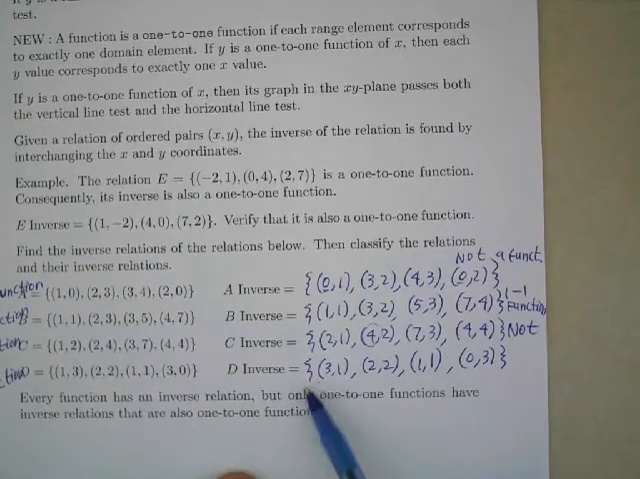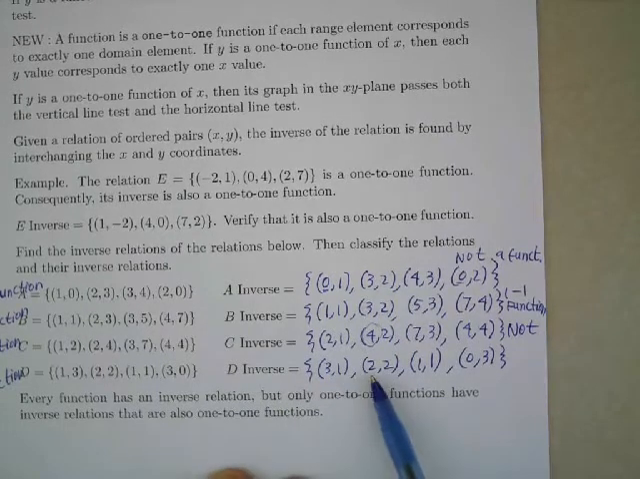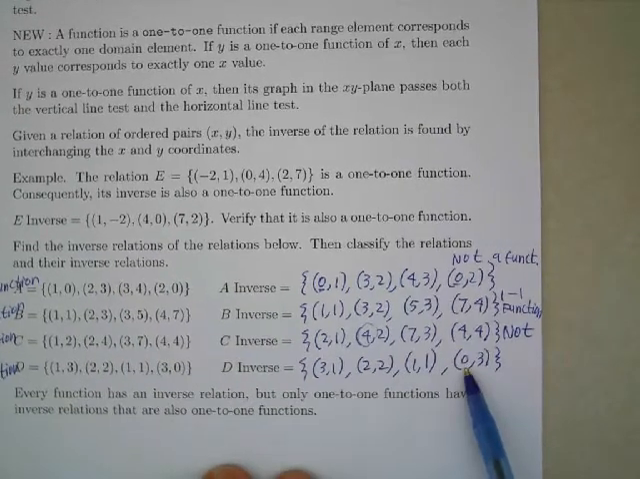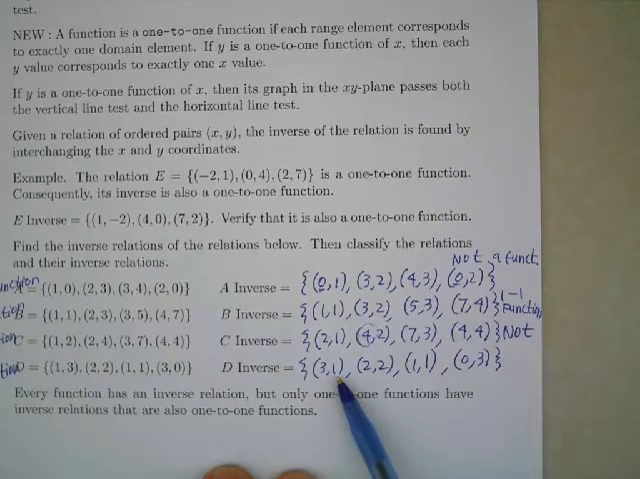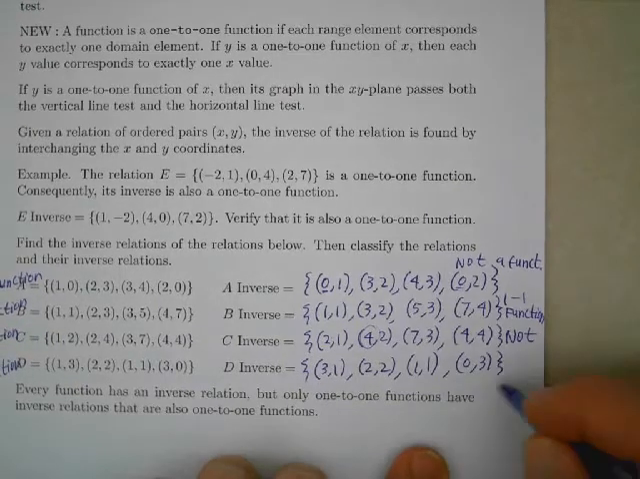And then finally, D inverse. The domain elements 3, 2, 1, and 0 appear only once, so it is a function, and it's not a one-to-one function because the range element 1 corresponds to two different domain values. So it is a function, but not a one-to-one function.